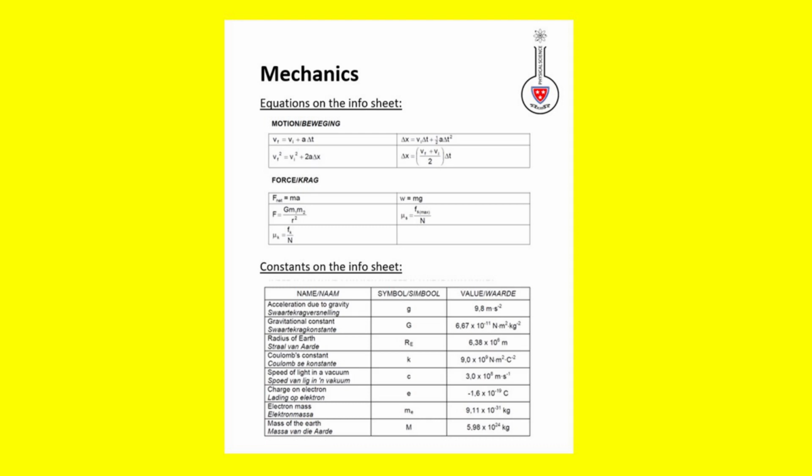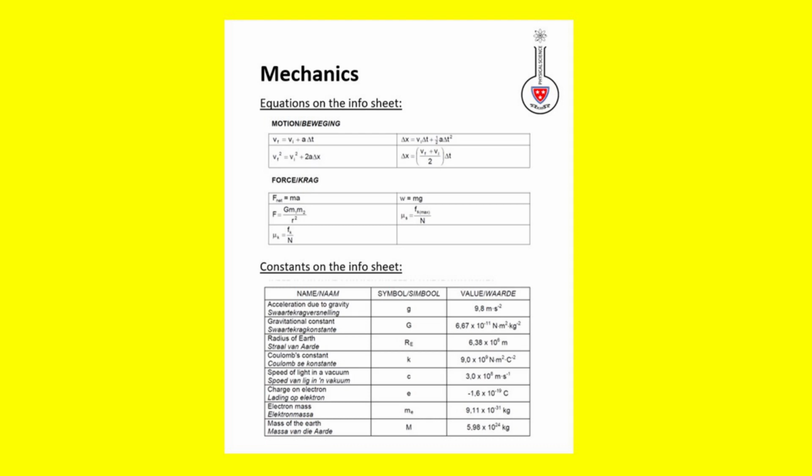So on the information sheet, we've got the equations of motion, as we learned them in grade 10. We've also got Newton's second law, F equals m a, or F net equals m a. We know the gravitational equation, W equals mg. Then we've got Newton's law of universal gravitation. We've got the static friction and the kinetic friction equation.